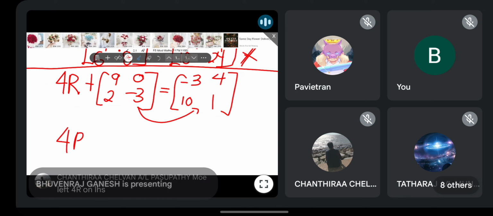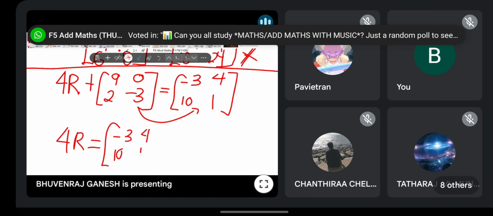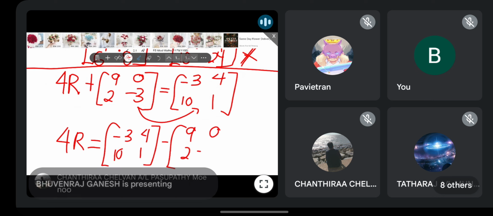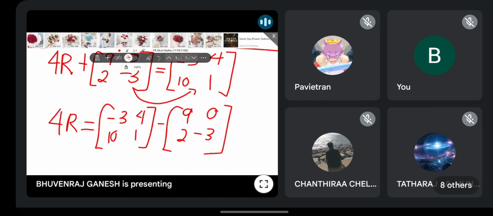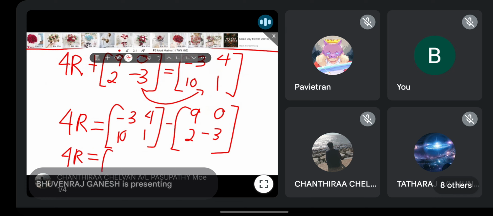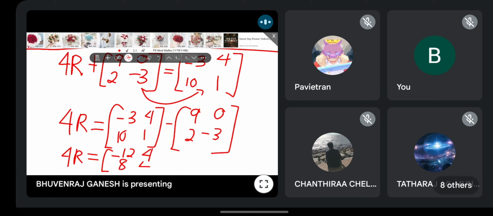So basically, you will get 4R is equal to negative 3, 10, 4, 1, and then you minus with 9, 2, 0, negative 3. Yes, correct. You can do it like this also, anyway also can, as long as you're comfortable with it. Then you simplify, you will get these answers. So guys, now is the question: how do I get my R? What should I do now? Because so far we never deal with this yet.